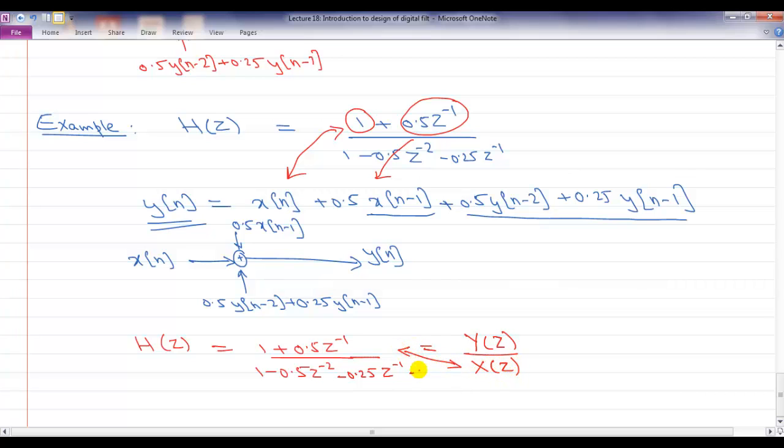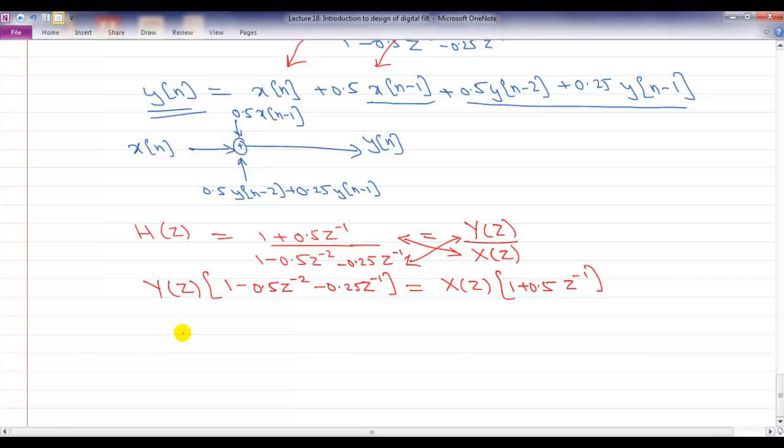So we simply now cross multiply. So we get Y of z getting multiplied by 1 minus 0.5 z to the minus 2 minus 0.25 z to the minus 1 equals X of z times 1 plus 0.5 z inverse. So this is the cross multiplication. Now I simply multiply every term, so I get Y of z minus 0.5 z to the minus 2 Y of z minus 0.25 z to the minus 1 Y of z, that is equal to X of z plus 0.5 z to the minus 1 X of z.